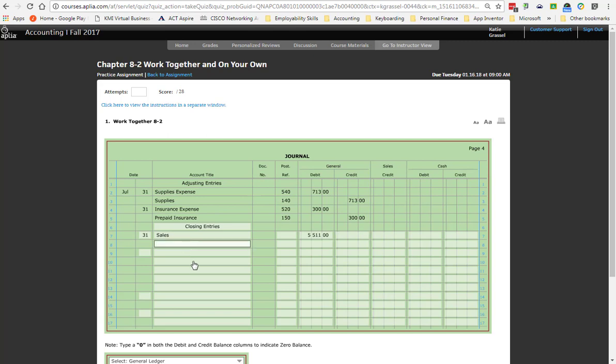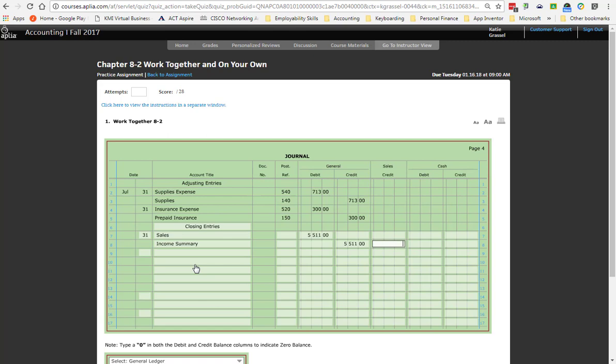What do I close sales into? It's on your note sheet. Income summary. So with this transaction, in effect, all I did is I took whatever is in sales and I got it to 0. But I can't have a debit without a credit, so I'm going to debit sales, and I'm going to credit income summary.